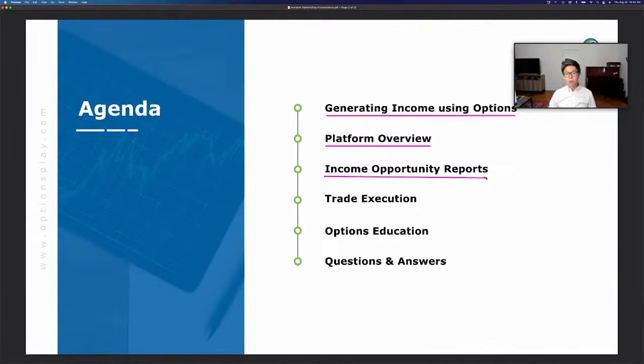And then most importantly, I want to show you how you can utilize our income opportunity reports. These are reports that we generate on a daily basis to show you where the best opportunities are to generate the most income with the Nordic markets, and then show you how to execute those trades in your Nordnet account. We have a way for you to quickly analyze a trade and then find that trade within the Nordnet platform.